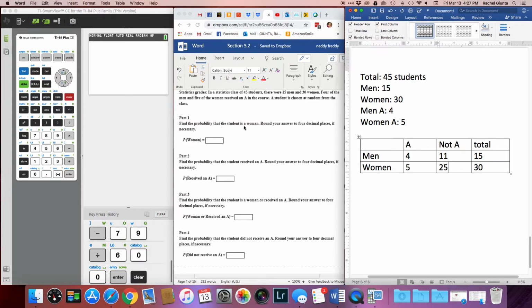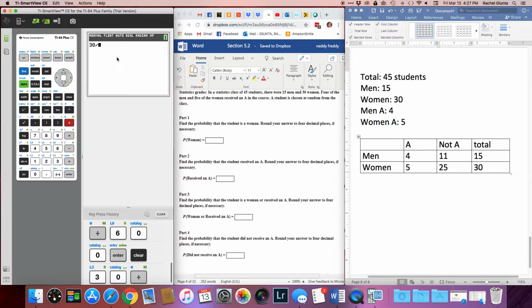Find the probability that the student is a woman. So here we want all the women, we don't care what grade they got, divided by all the students. So that's just going to be 30 divided by 45. This is like some of the ones that you had in section 5.1, and round to 4 decimal places would be 0.6667.